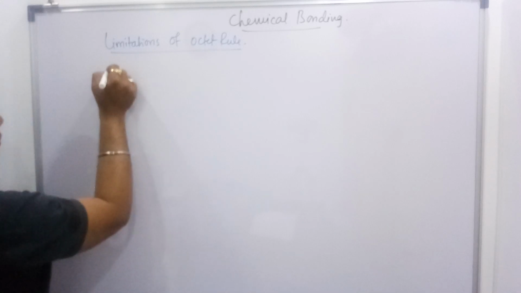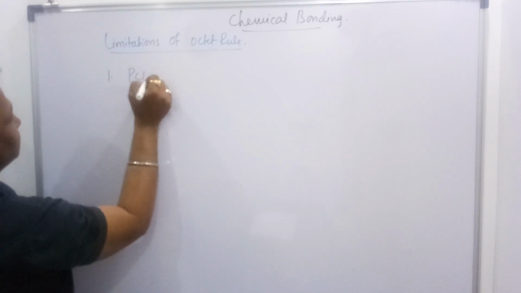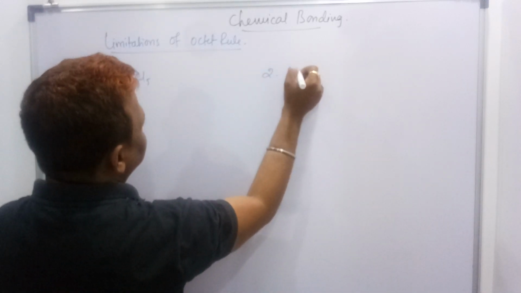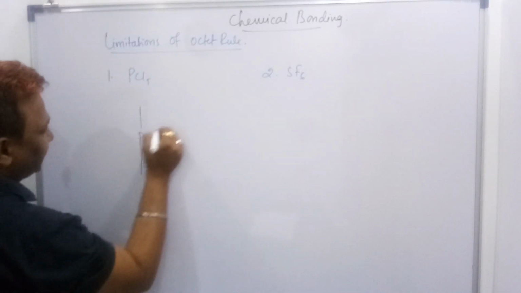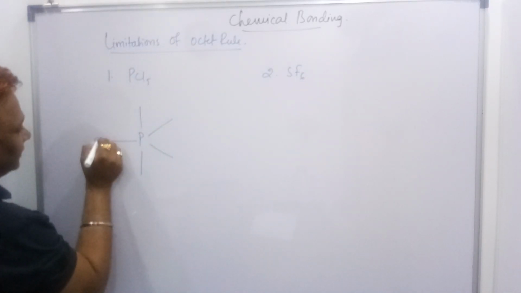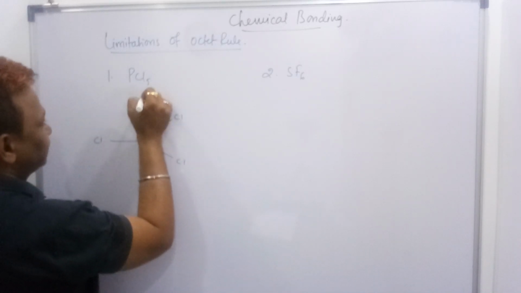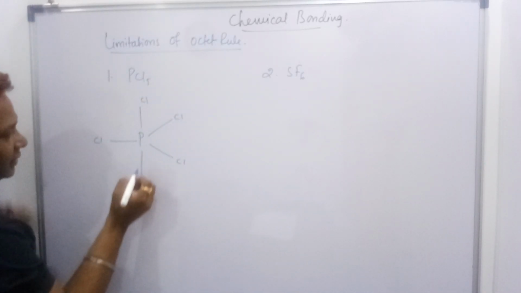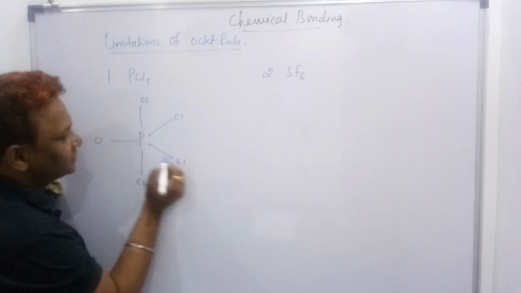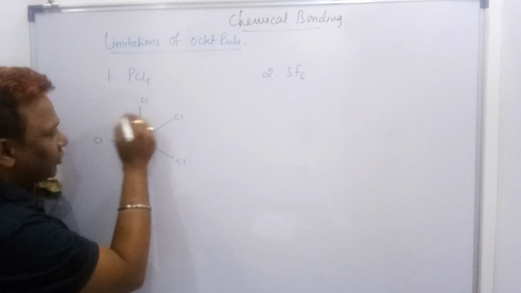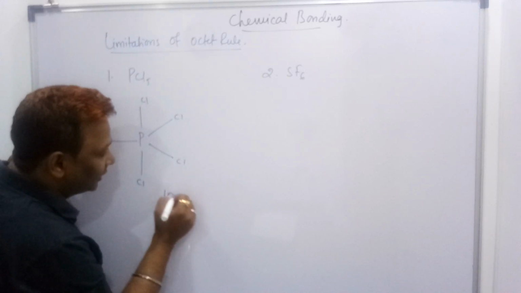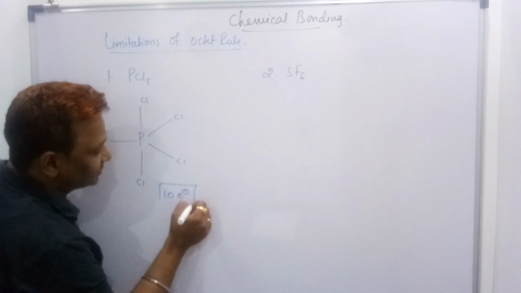The first one I want to explain is the structure of PCl5, and the second one is the structure of SF6. You can check it here. By drawing the structure of PCl5, we get this kind of structure. Now check it here. One bond is equal to 2 electrons. So around the phosphorus, the total number of bonds is how many? 5. That means around the phosphorus the number of electrons is how many? 10 electrons. That is not possible.